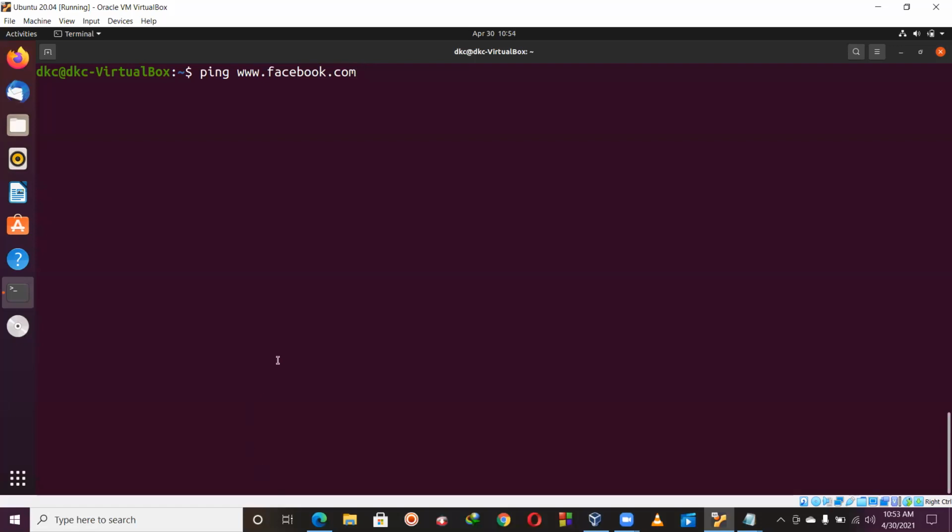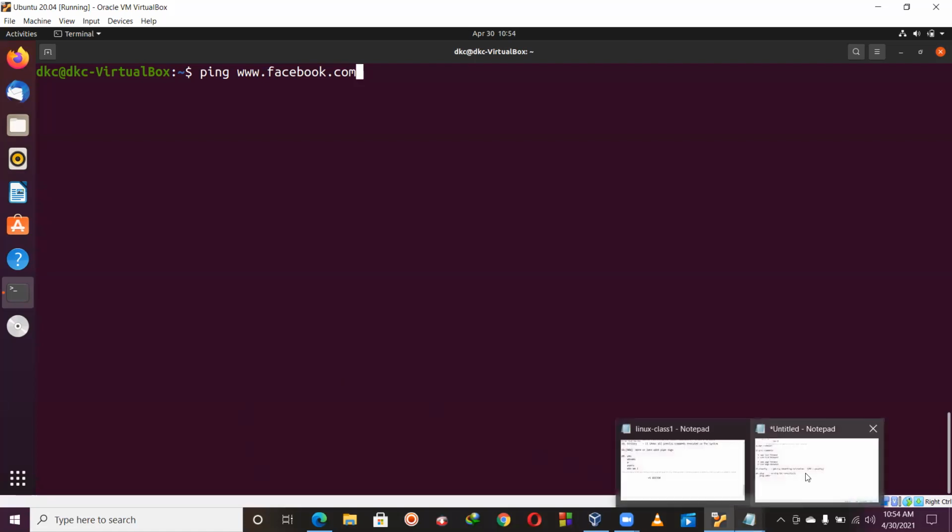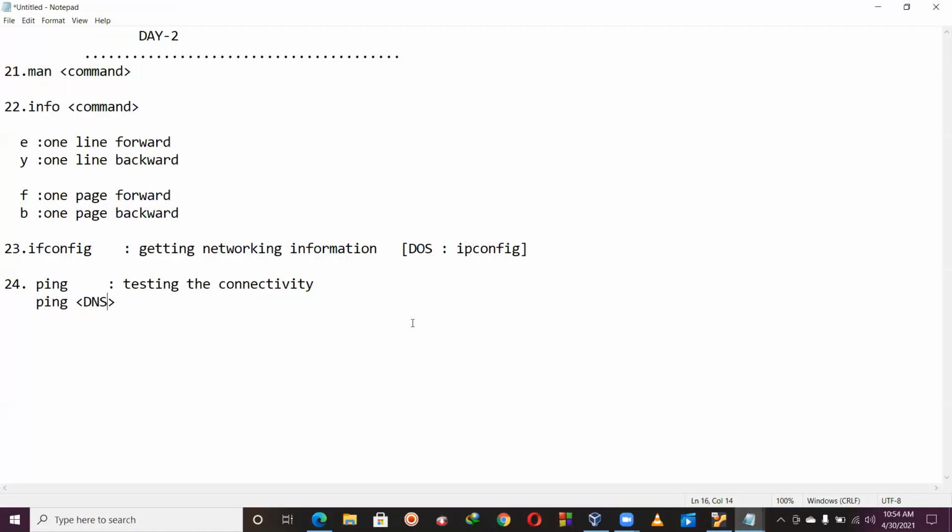For which purpose? Testing connectivity. Yes, I have testing the IP address, Ethernet or wireless. And ping is used for checking whether connectivity is well or not. Okay. Just a minute. Next one.